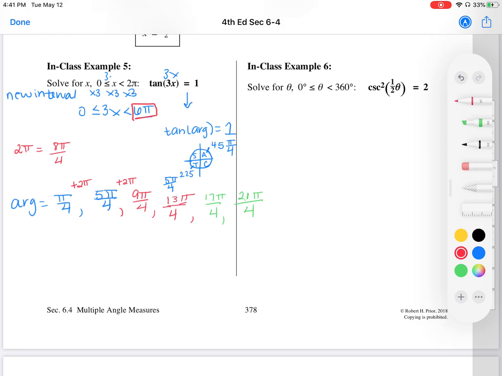All right, let's change our arg to the value. So instead of arg, we have 3x. 3x is equal to pi over 4, 5 pi over 4, 9 pi over 4, 13 pi over 4, 17 pi over 4, and 21 pi over 4. And I want x by itself, so I have to divide by 3. But alternatively, since I have fractions, I can multiply by 1/3. So I multiply all of them by 1/3.